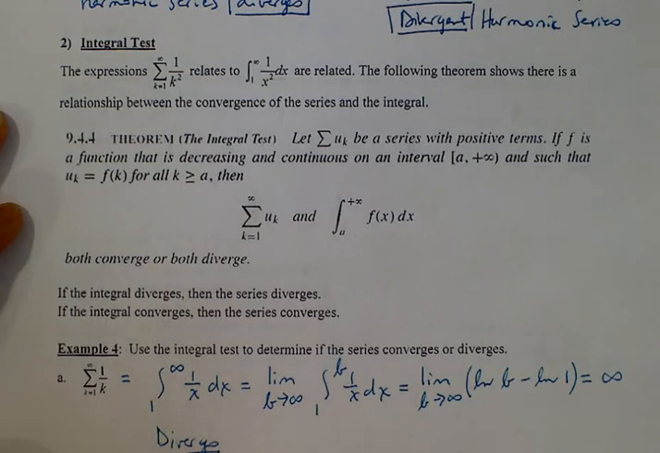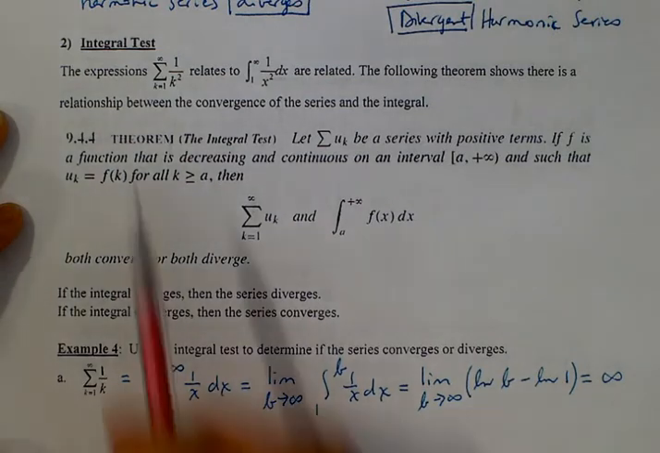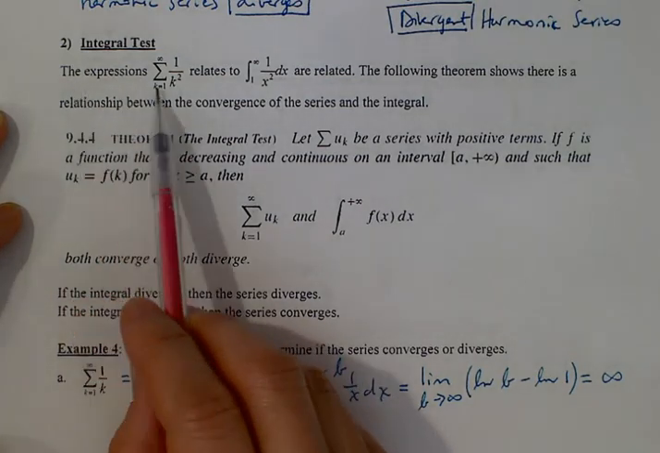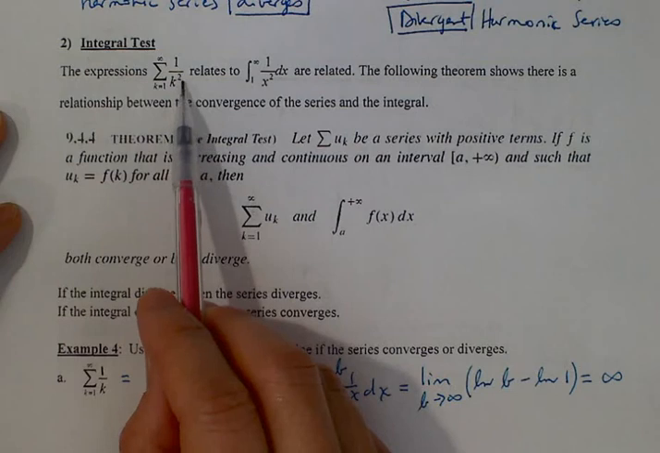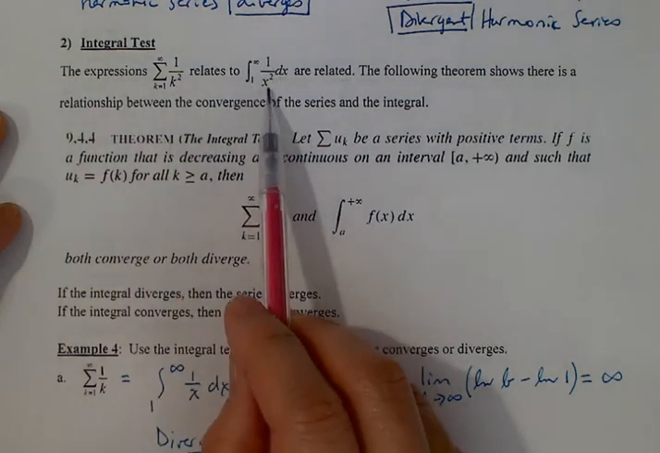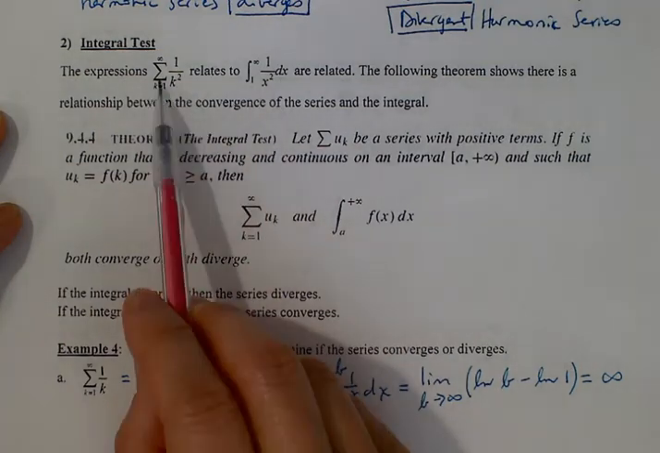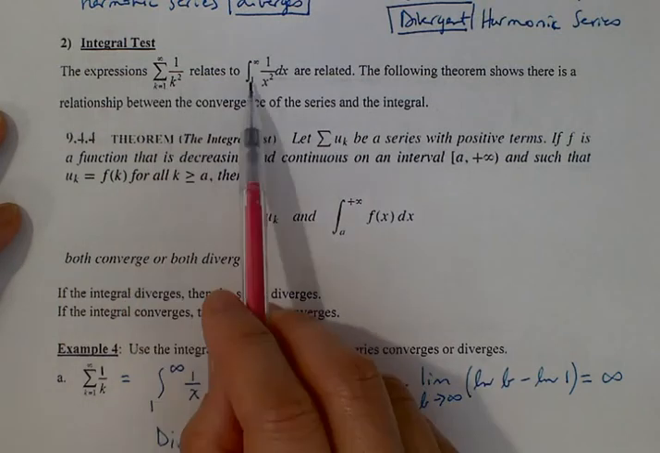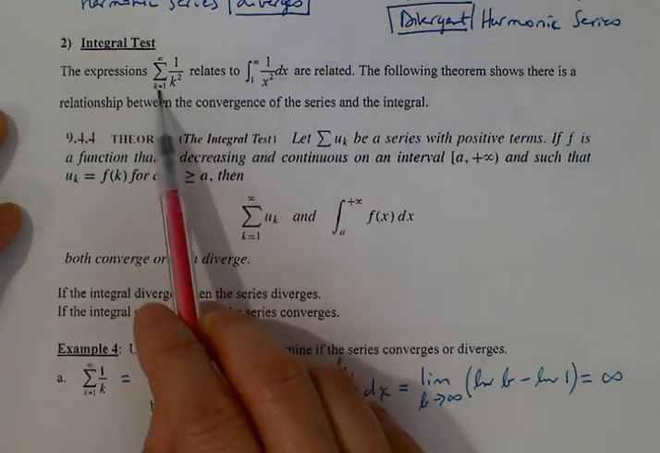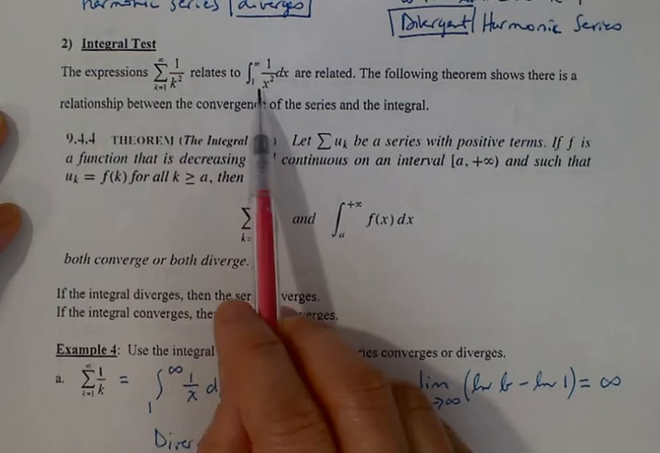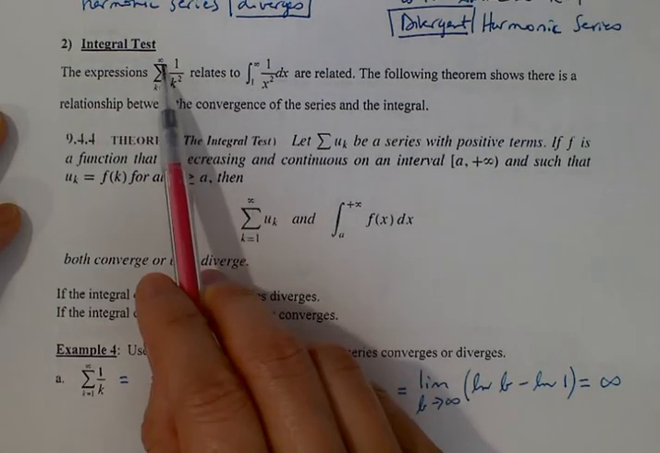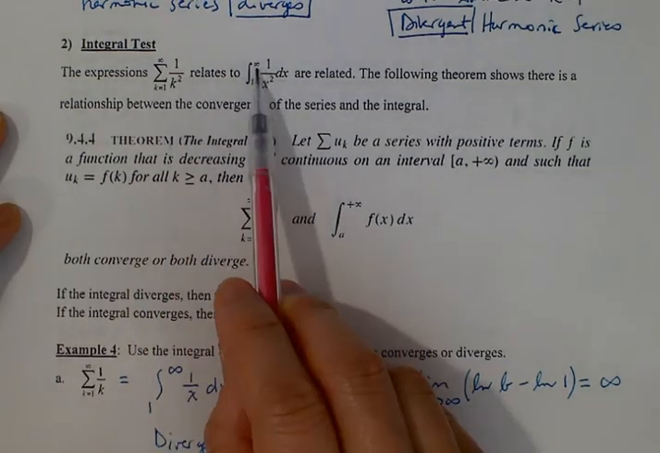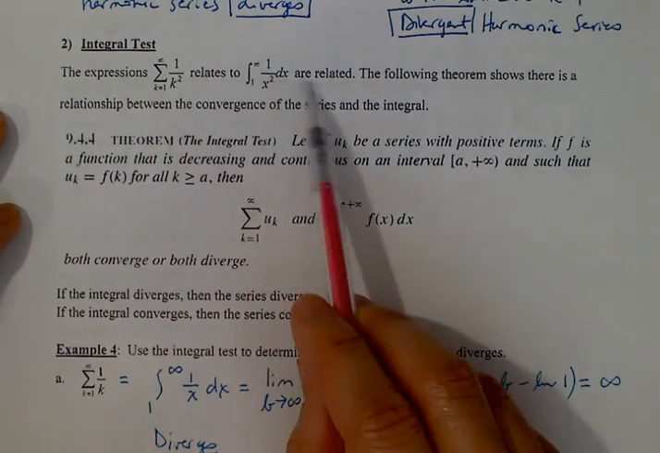Okay, the next test I want to look at is called the integral test. We see the expression of 1 over k squared, and it relates to 1 over x squared. So see how this is written. In place of the sigma, I'm using the integral. The lower bound of k equal to 1 becomes the lower bound of 1, and the infinity up on top is the upper bound. And then I'm going to be taking the integral.